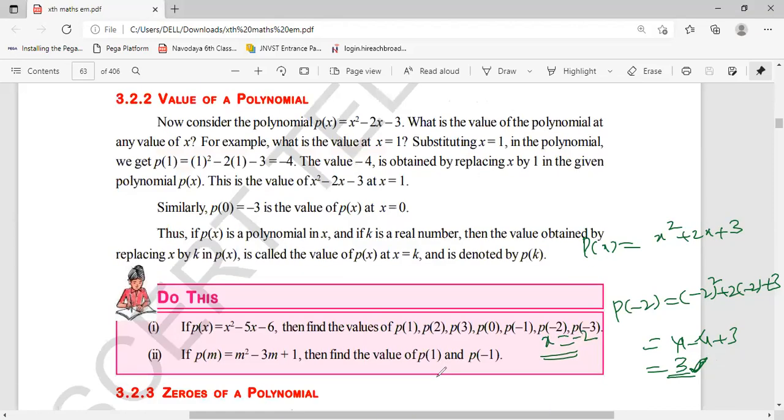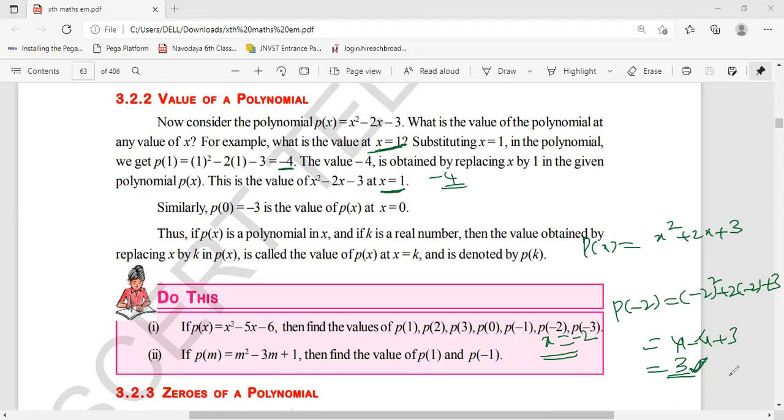See here, p of x is equal to x square minus 2x minus 3 is taken, and x is equal to 1 is substituted in place of x. So it becomes minus 4. So the value of the polynomial at x is equal to 1 is minus 4.